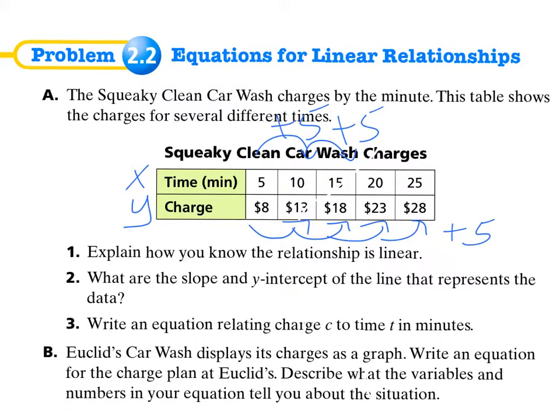Question number 2, what are the slope and y-intercept of the line? Well, we find the slope by what we call the change in y over the change in x, and we already determined that the y change was 5, a positive 5, and the x change was also a positive 5. So that simplifies to a 1-to-1 ratio, or a slope of 1.